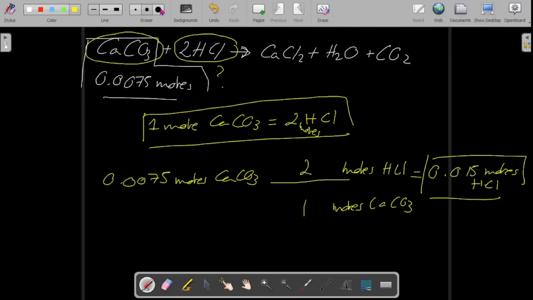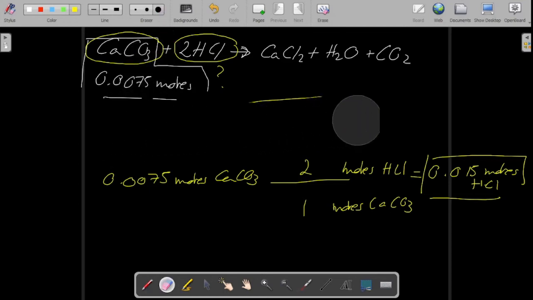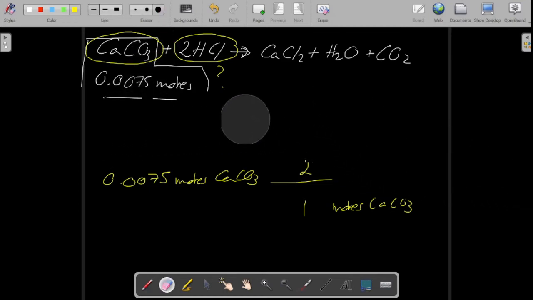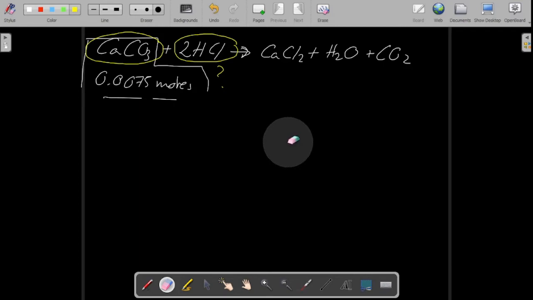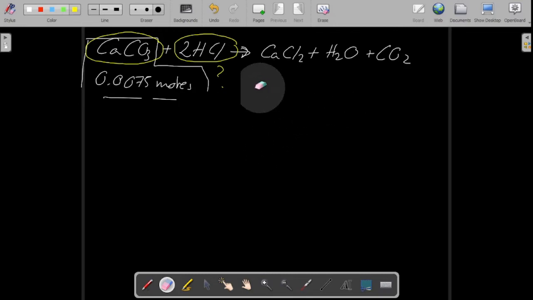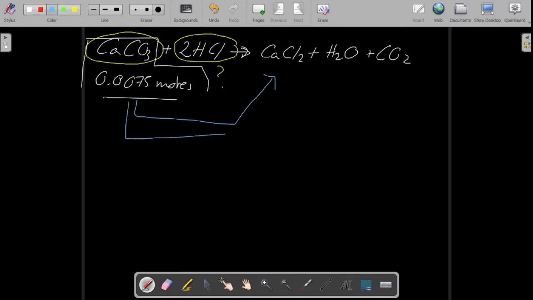Let me erase this so we have some more space here. Now they want to know how much product is being produced when you have 0.075 moles and you neutralize that amount that we just found out, 0.015 moles of hydrochloric acid. So how much of the product is produced when that happens? So what we're doing now is relate this to each one of them. They want to know each one of them.